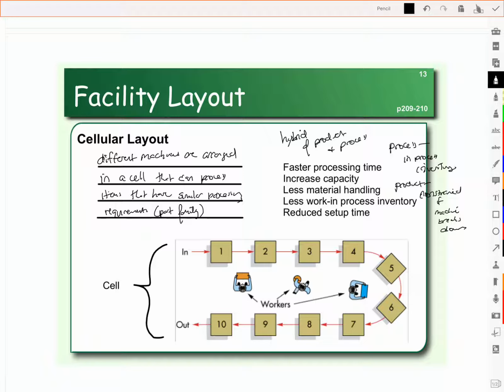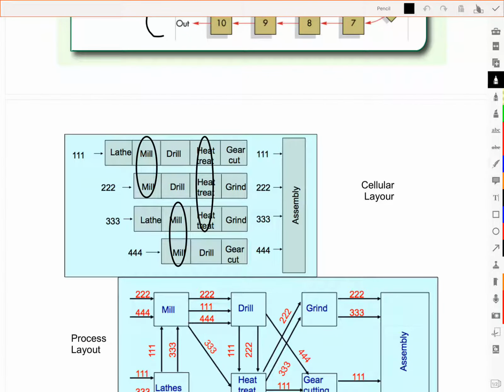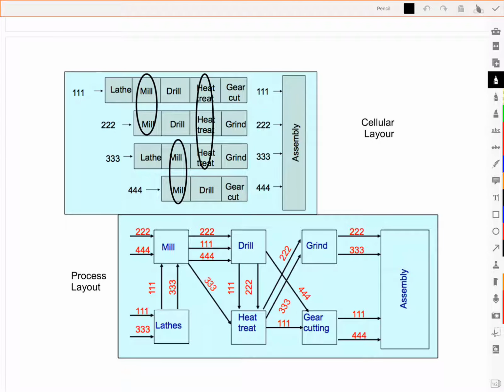So what you see here in this picture is a cell. And we have a production process here that looks a whole lot like a product layout. But you would have a number of these cells within your company. So it's like having multiple product layouts. But at the same time, what you're trying to do is increase efficiencies by using some of the design of a process layout. So on the bottom here, you see a process layout.